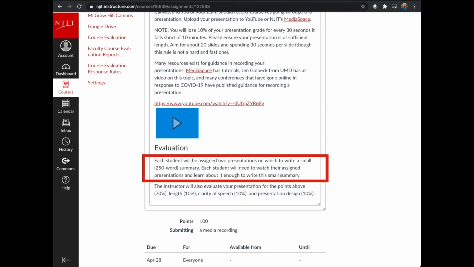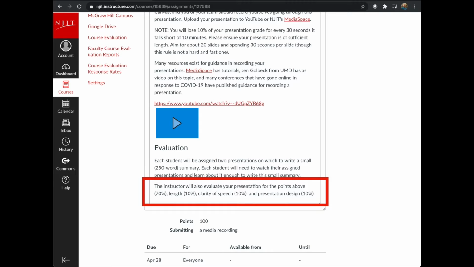In terms of evaluation, there'll be 2 methods for evaluation. As with the interim report, all the students in the class will be assigned 2 presentations. I'm going to try and make sure that you get a different presentation than the one that you did your interim report for, and then you'll write a small summary and give a grade similar to the interim report. Then there will also be an evaluation from me based on the quality of your presentation: whether you hit the points above, the 5 items that I just showed, are you within length, how clear is your speech, and how nicely designed or accessible or informative is your presentation.